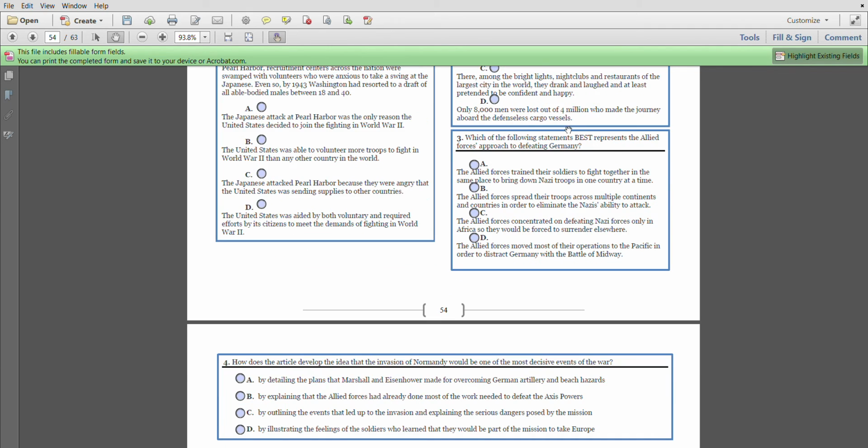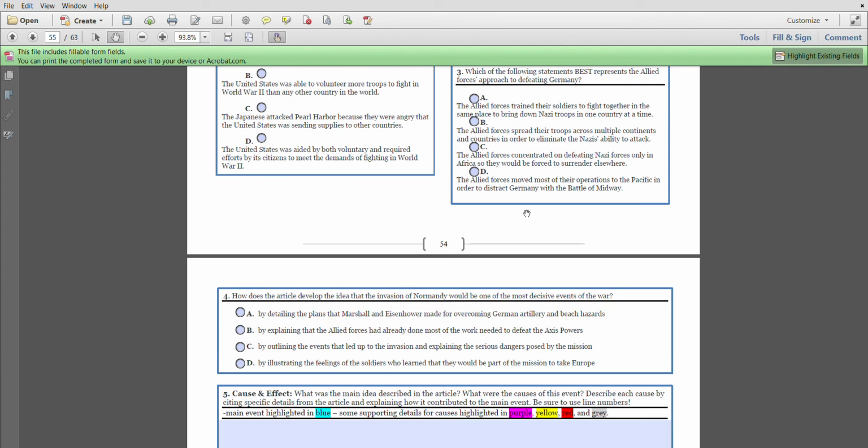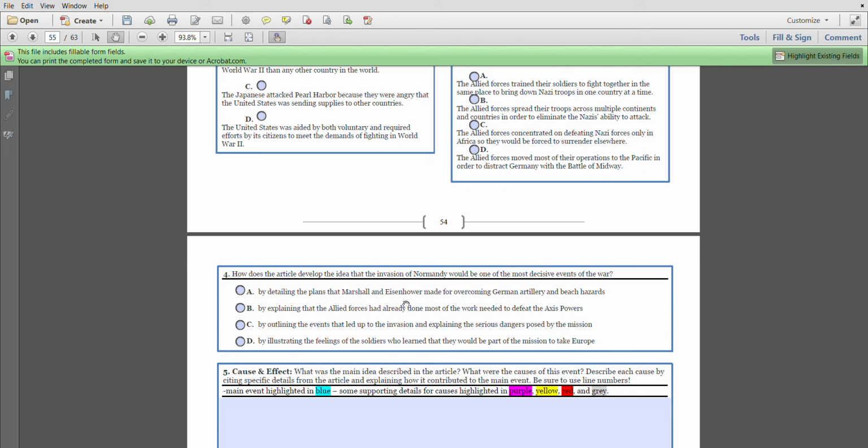Question 3. Which of the following statements best represents the Allied forces' approach to defeating Germany? A. The Allied forces trained their soldiers to fight together in the same place to bring down Nazi troops in one country at a time. B. The Allied forces spread their troops across multiple continents and countries in order to eliminate the Nazis' ability to attack. C. The Allied forces concentrated on defeating Nazi forces only in Africa, so they would be forced to surrender elsewhere. D. The Allied forces moved most of their operations to the Pacific in order to distract Germany in the Battle of Midway.